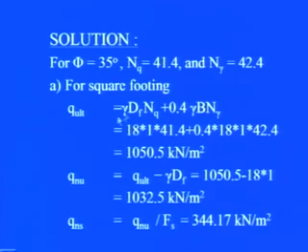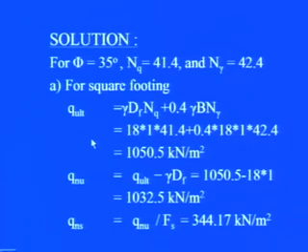For square footing, the ultimate bearing capacity is equal to gamma D f N q plus 0.4 gamma B N gamma. Here this factor is 0.4, whereas in the case of strip footing it is 0.5. So, when we substitute the respective values of gamma D f, gamma, B and N gamma, we get the ultimate bearing capacity, and that comes out to be, in this particular case, equal to 1050.5 kilonewton per meter square.